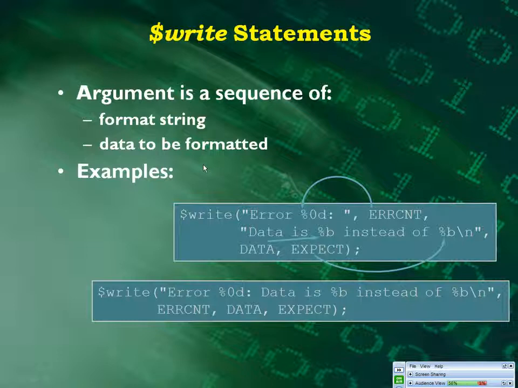And let's take a look here. In this case, we have a write statement, and we've started off in quotes. We have some stuff that we want to write out, and we have a %0d. We're going to want to print out a decimal value, so this error count is going to be printed out for this. And then for this next part of the statement, the binary value of data will be printed out, and the binary value of expect will be printed out. You can also do it in this format. Looks a little better. So error count goes to that one, data goes to that one, and expect goes to that one.